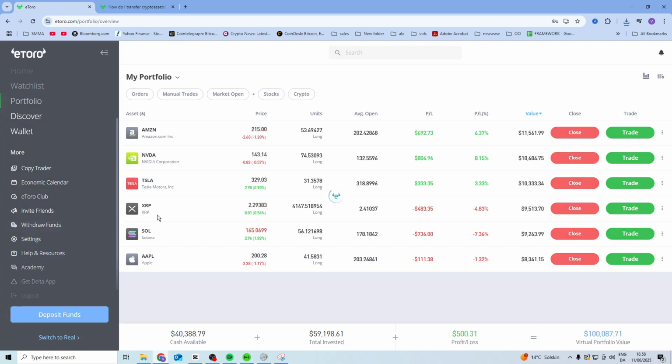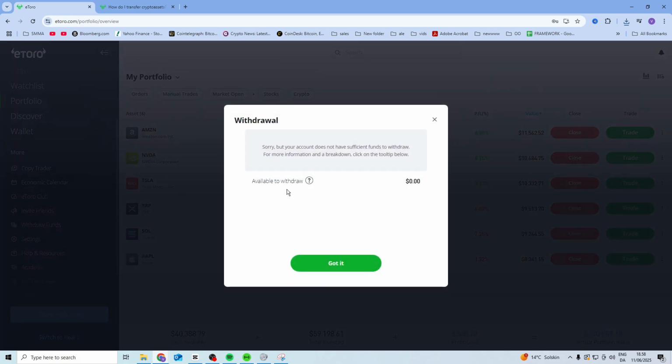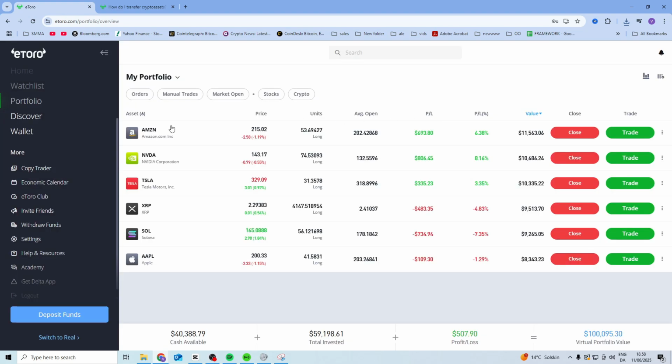Now inside of here, you should be able to see how much is available to withdraw. And what this means is that it needs to be cash that you can actually withdraw. So that means it needs to be not in any stocks. So all the money I have in the stocks here, I cannot withdraw unless I sell my positions. So just keep that in mind. You need to sell the position if you want to withdraw the money.